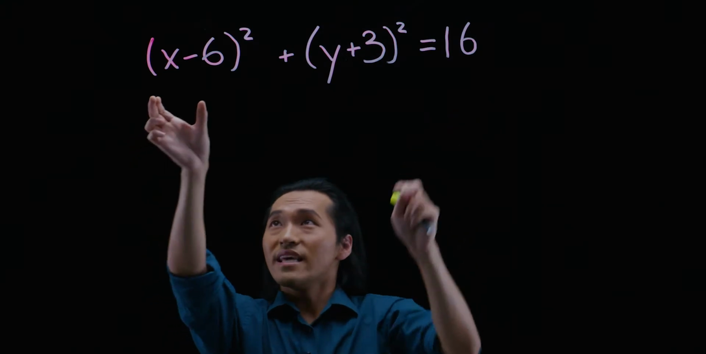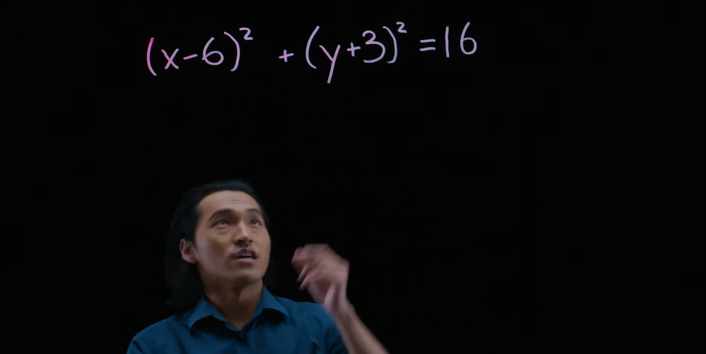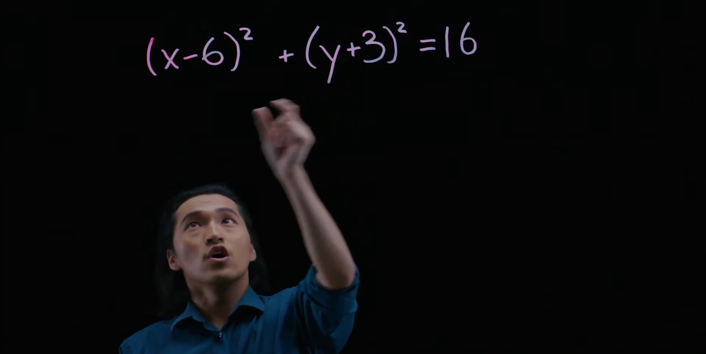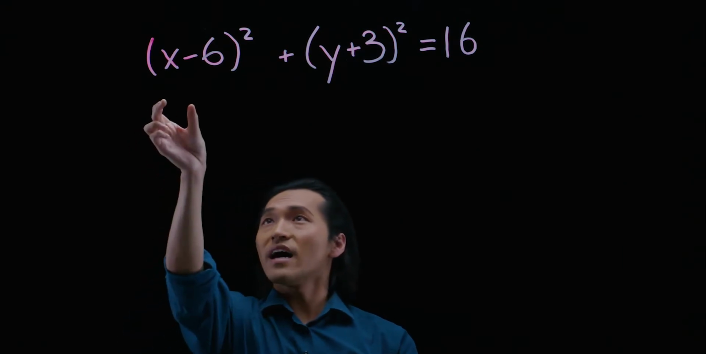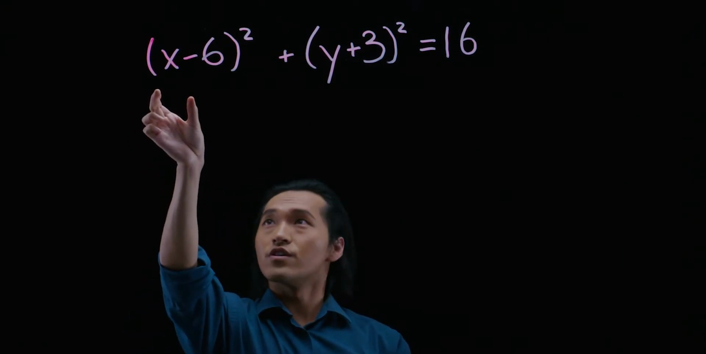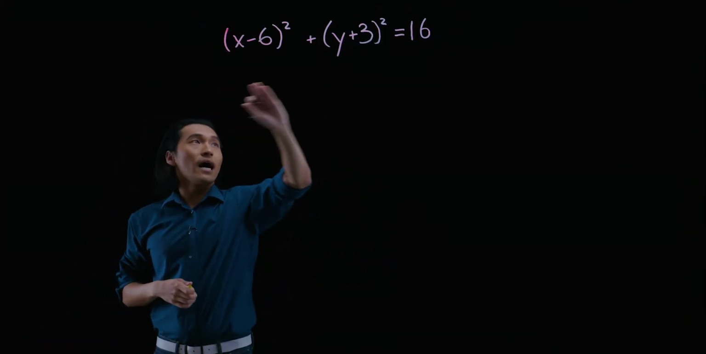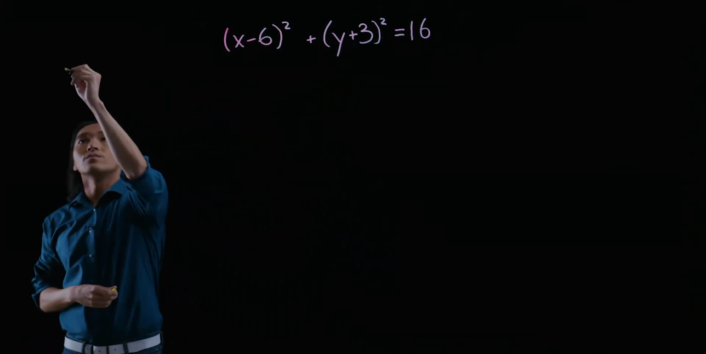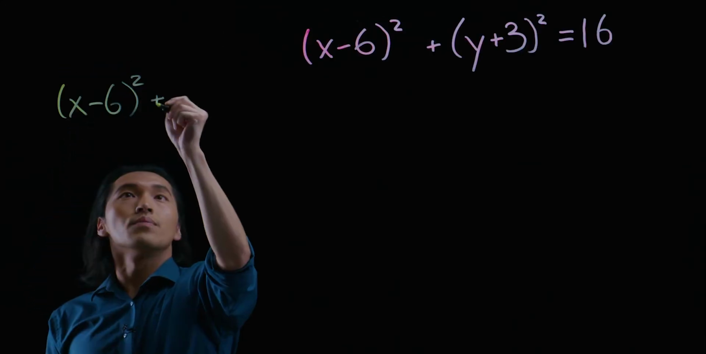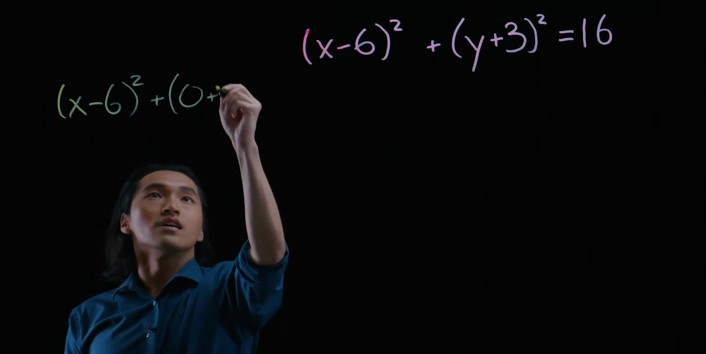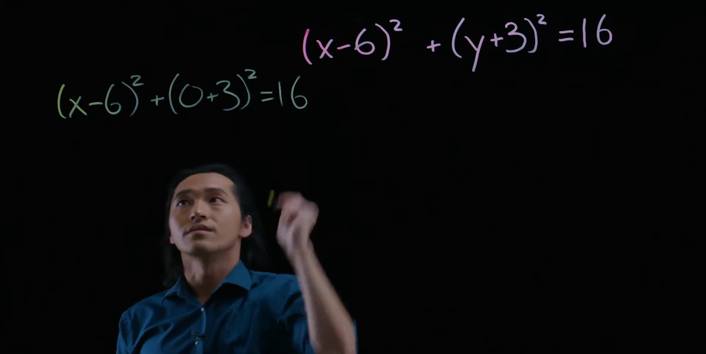Now remember, the x intercepts occur when y is equal to 0, and vice versa. The y intercepts occur when x is equal to 0. So in order to solve this, let's do this one step at a time. Let's find the x-intercepts first. We do that by setting y to 0. So we can just copy this down, but replace the y with a 0. Then that gives us (x minus 6) squared plus (0 plus 3) squared, all of that is equal to 16, right?